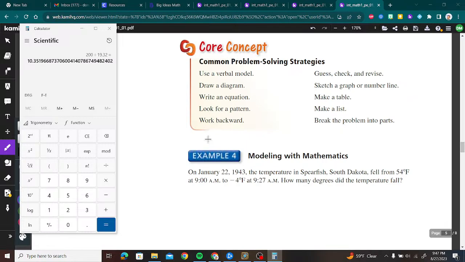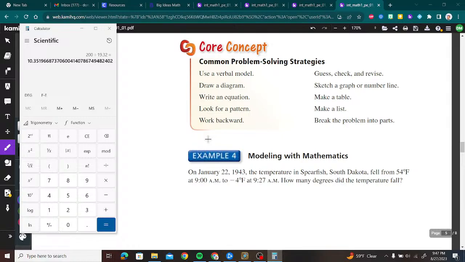One more here. Common problem-solving strategies: use a verbal model, draw a diagram, write an equation, look for a pattern, work backward, guess, check, and revise, sketch a graph or a number line, make a table, make a list, and charts. Those are typical problem-solving strategies that you'll need to try.